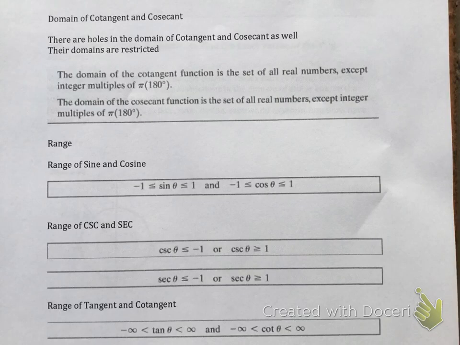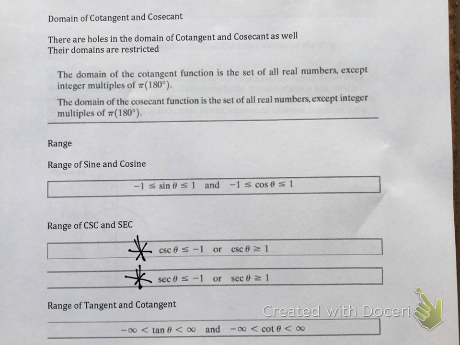Okay. The domain of cotangent and cosecant is the set of all real numbers except integer multiples of pi. Same reason we just talked about. Actually, I just did this part. So I don't think I did this right here. Cosecant and secant, the range or the height of it is any value including -1 and below, and any value including 1 and above.